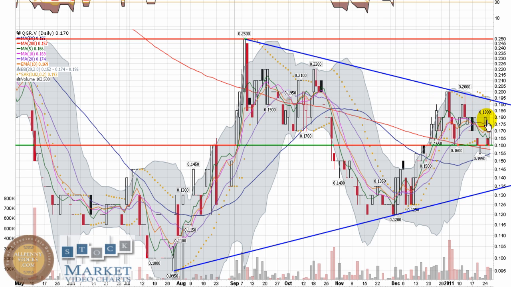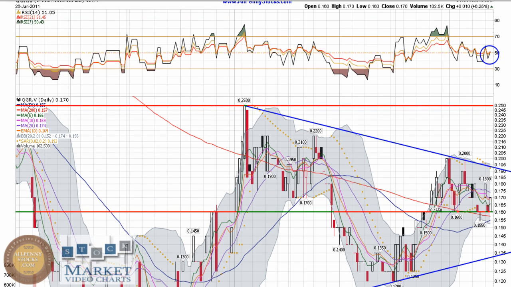So we want to keep a close eye on this and see if it can start to make its move north. It's going to meet some resistance at 18 on its way to try and break through that trend line. But overall, for a chart that's in somewhat of a neutral sort of position right now, it really appears to be leaning towards the bullish side. So I think Q Gold is definitely a play I'll be keeping my eyes on.